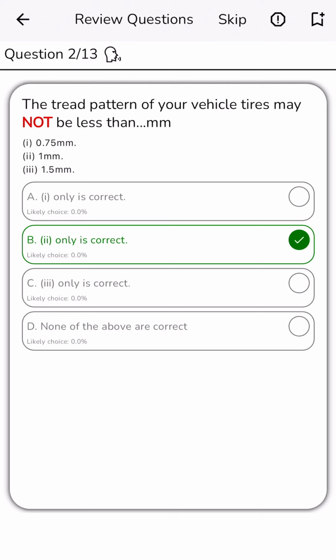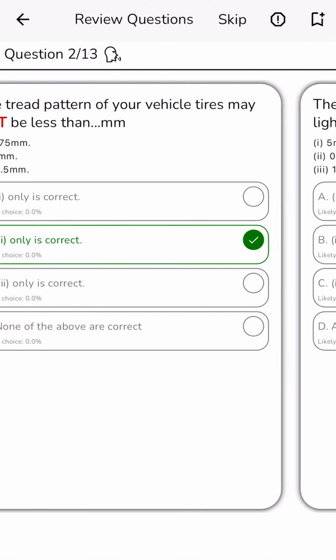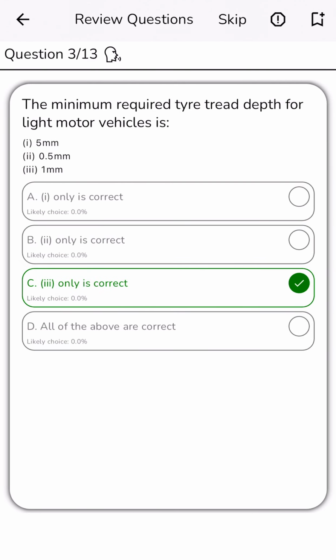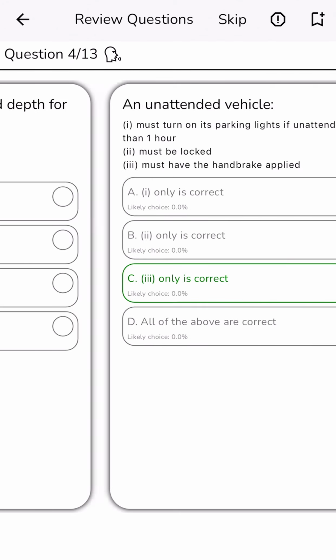Okay, so let's move on to the next question. You just need to be aware that these questions will be related to the same thing but being asked differently. I'm hoping that you will be in a position where you are aware that questions are being asked differently. So let's see, the minimum required tire tread depth for light motor vehicles is, we're just looking for 1 millimeter, which is the third option. I think it's an easy one.